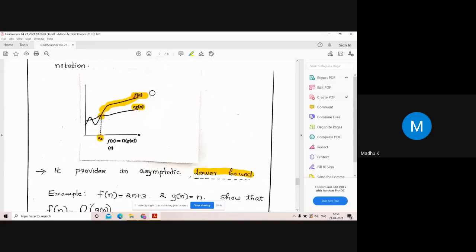Function in terms of big O notation, it means that this never goes below g of n. So it provides a lower bound.